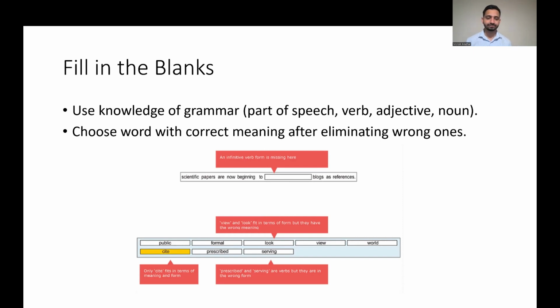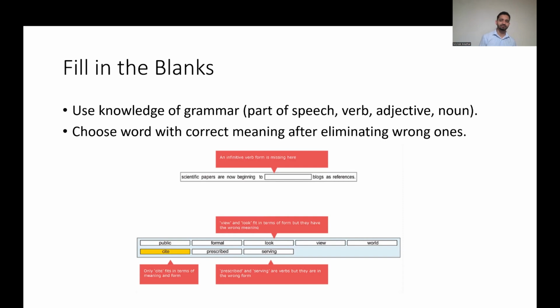So you think about it. The first, for example, look, right? View and look fit in terms of form, but they have the wrong meaning. So if I try to put in look, and I'm eliminating them, right? Scientific papers are now beginning to look blogs as references. Doesn't make sense. View blogs, beginning to view blogs as references. Doesn't make sense.